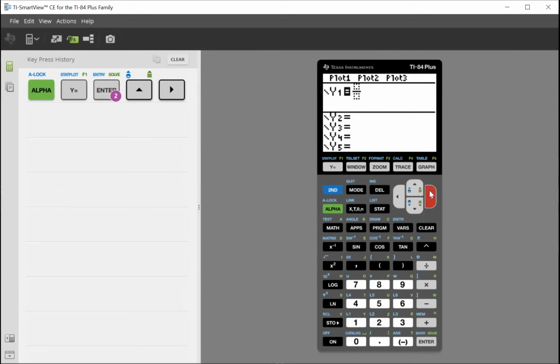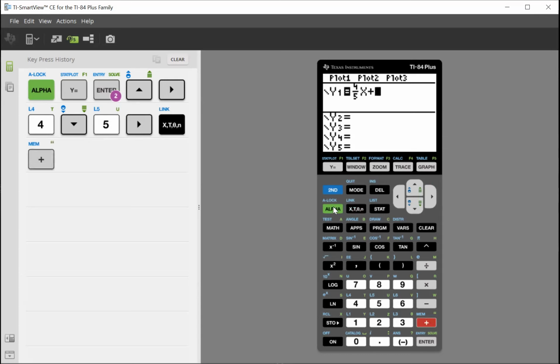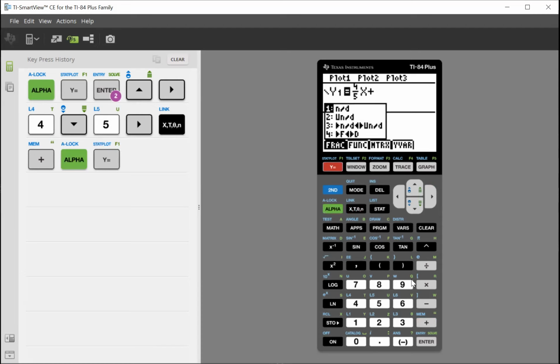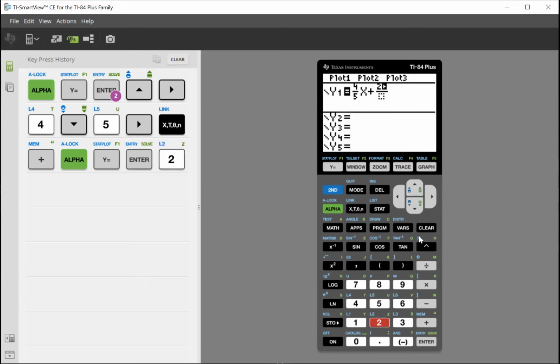All right, so this was 4/5 x. So that'll be 4 on top, 5 on the bottom, arrow right. Put in my x. And then I had plus 2/5. So that'd be plus. And then I'm going to do alpha y equals and enter again to get my fraction. And then I'm going to make that a 2 on top, 5 on the bottom. Now remember, if I want it to shade for me, I'm going to arrow all the way left of the y equals.